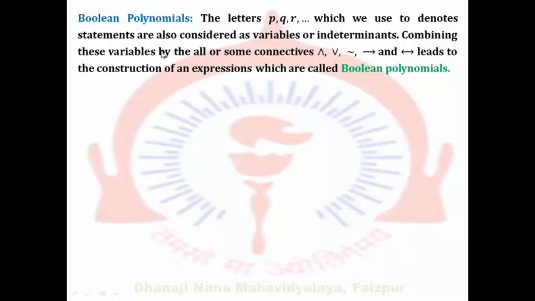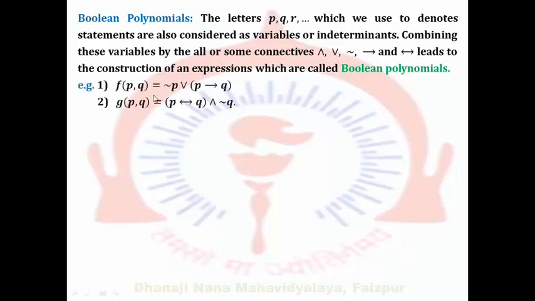which we use to denote statements are also considered as variables or indeterminates. Combining these variables by the connectives such as and, or, not, implies and double implies leads to the construction of expressions which are called Boolean polynomials. So Boolean polynomials are nothing but functions of these statements P, Q, R, etc. which are connected by connectives such as and, or, not, implies and double implies.